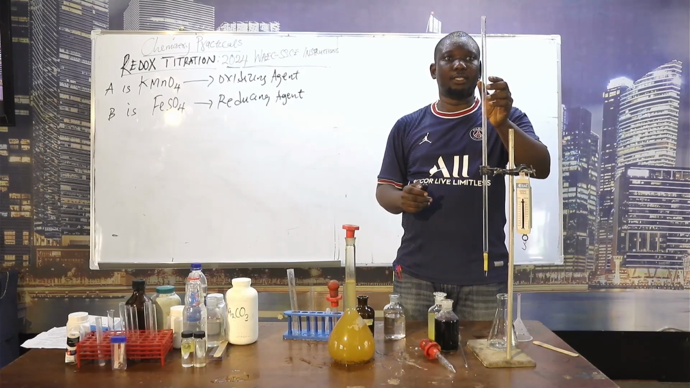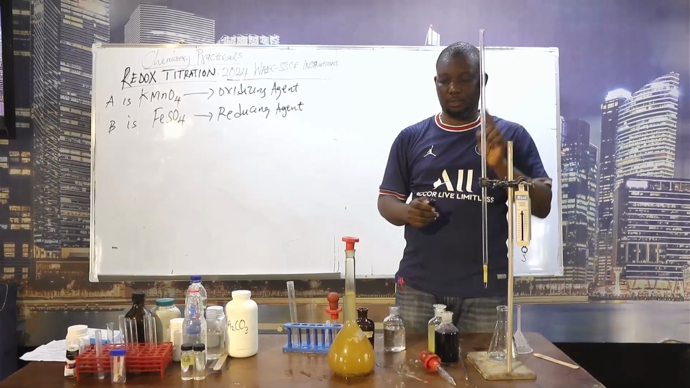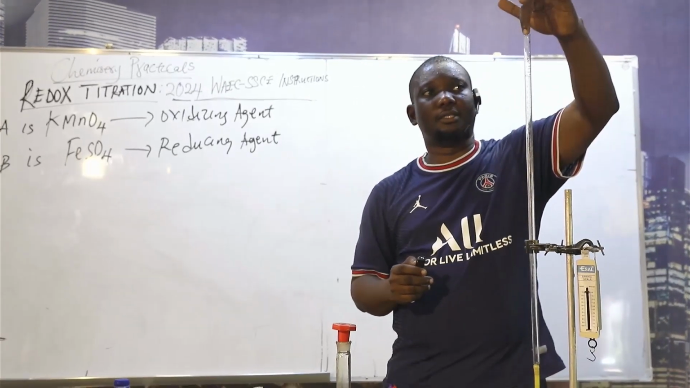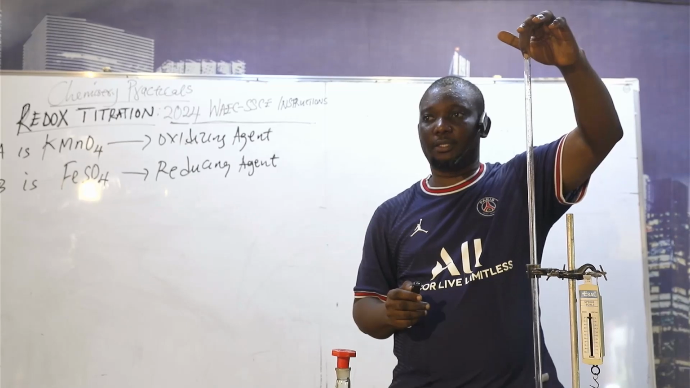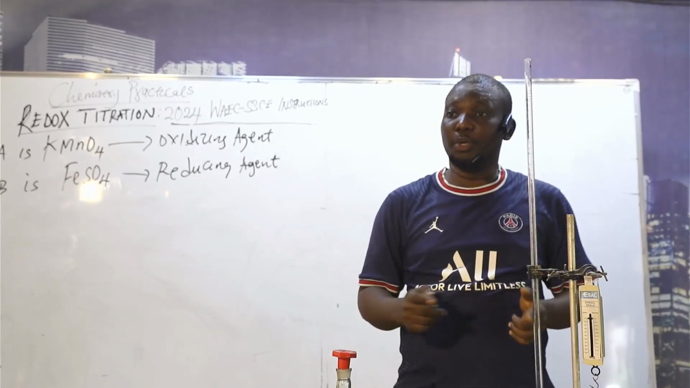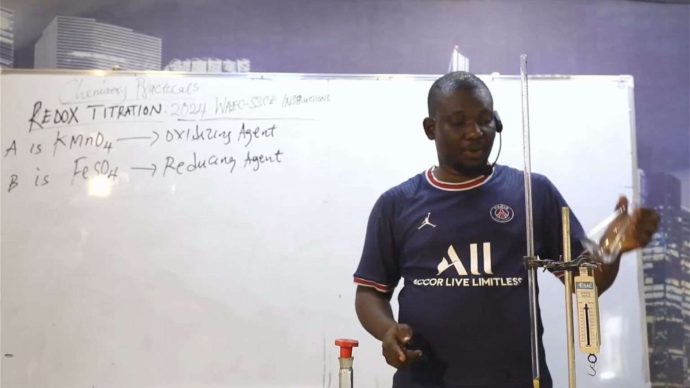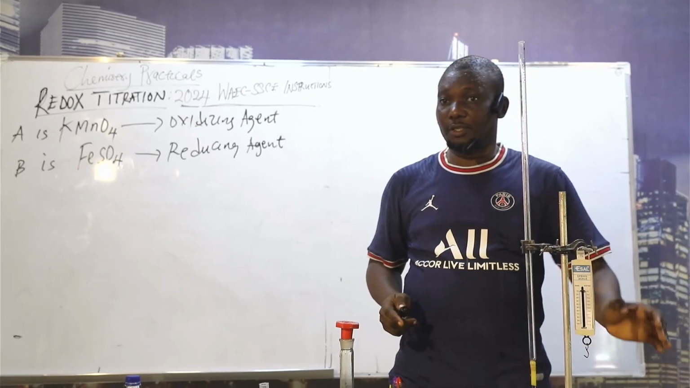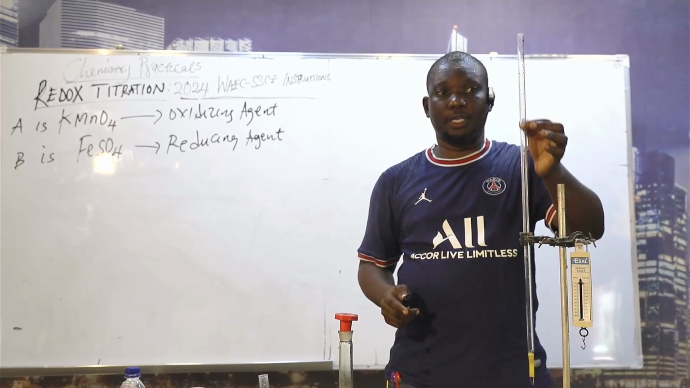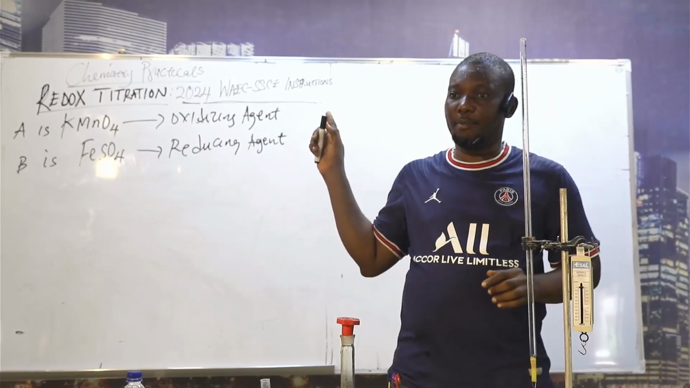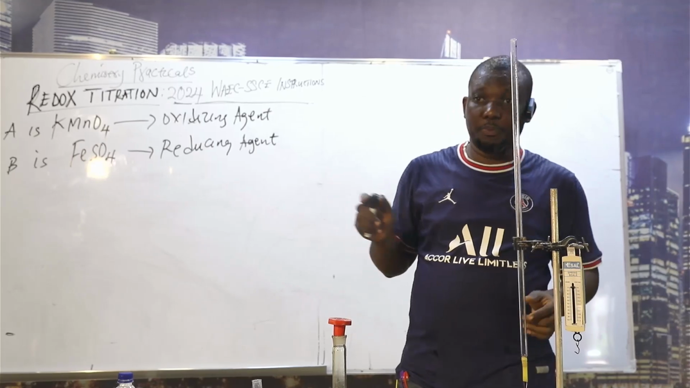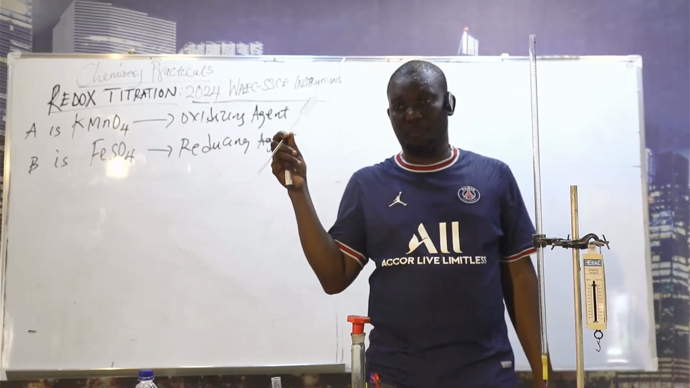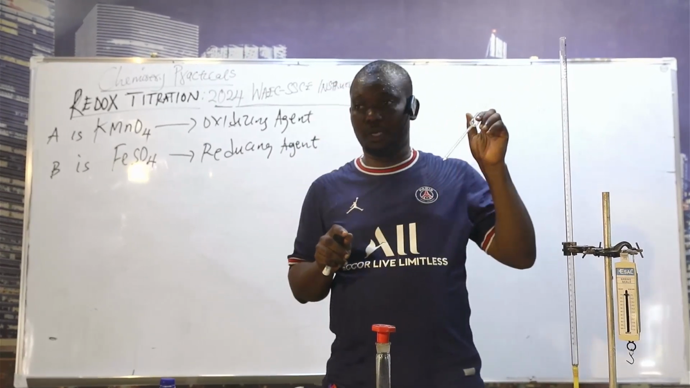And you must stand vertically, and your eye level should be on the meniscus. Just like in acid-base titration, acid is poured into the burette, and then the base is pipetted and transferred into the conical flask or Erlenmeyer flask. But in this titration, the solution we're going to pour in here is the KMnO4, and the one we are going to be pipetting is the iron(II) sulfate, using this piece of apparatus, which is a pipette.